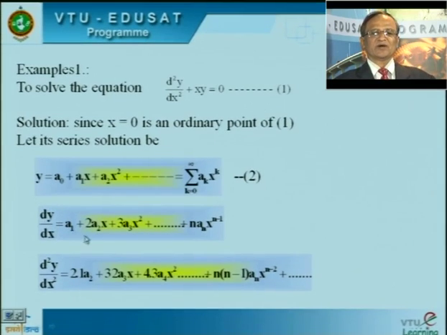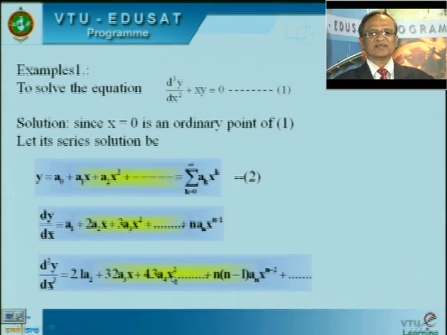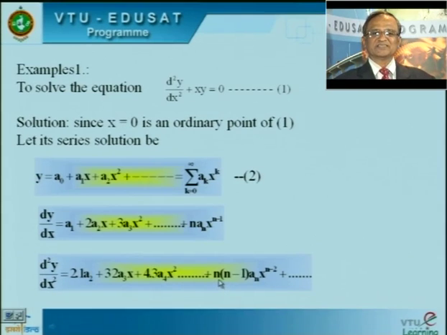Exactly in a similar way, now I want to differentiate one more time, d square y upon dx square, that is equal to. Again, in this case, the first term a1 is constant, so if I differentiate a1, I will get 0, right? Plus 2 is constant, keep as it is, a2 is constant, keep as it is. The derivative of x with respect to x is 1, that's why I have written 2 into 1 into a2. Plus 3 constant, keep as it is, the derivative of x square is 2x, a3 is constant. Similarly, plus 4 into 3 into a4 x to the power 2 and so on. The nth term is n into n minus 1 an x to the power n minus 2.